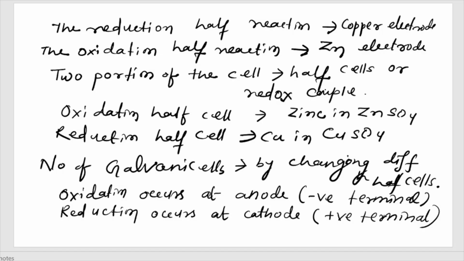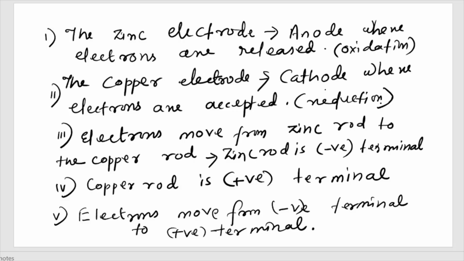How many galvanic cells are there? It is your choice. By changing different half cells, you can make many galvanic cells. But remember, oxidation occurs at the anode, which is the negative terminal. Reduction occurs at the cathode, which is the positive terminal. I think it is clear to you. You can prepare any galvanic cell of your choice by changing the half cells. The zinc electrode, the copper electrode.